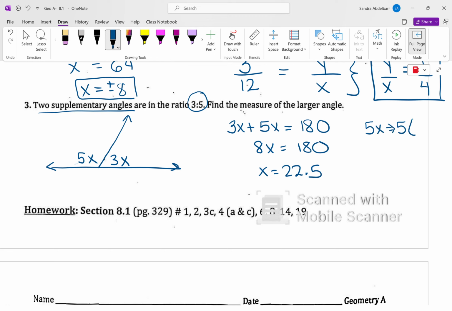But it says find the larger angle. So which one's larger, 5x or 3x? 5x. So 5x is going to be 5 times 22.5. So the 5x will be 112.5 degrees.